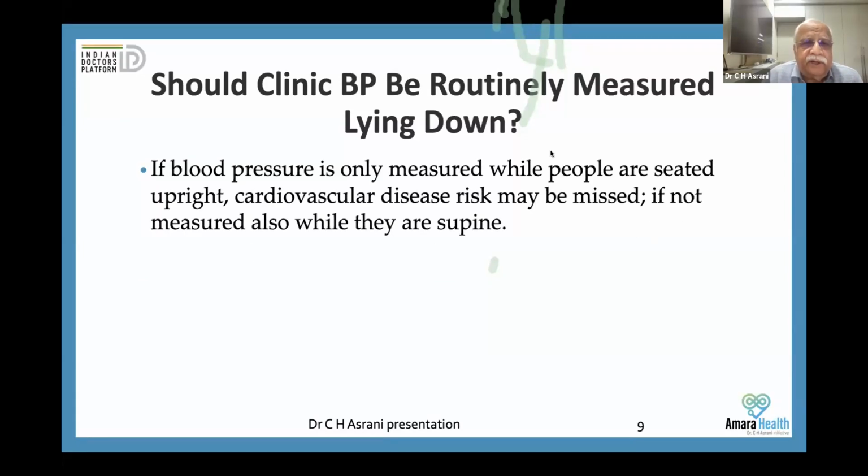If blood pressure is only measured when the patient is sitting upright, cardiovascular disease risk may be missed if not measured also while they are supine. Of course, we don't have that much time. So I will say if you are measuring only one time or one type, measure supine.